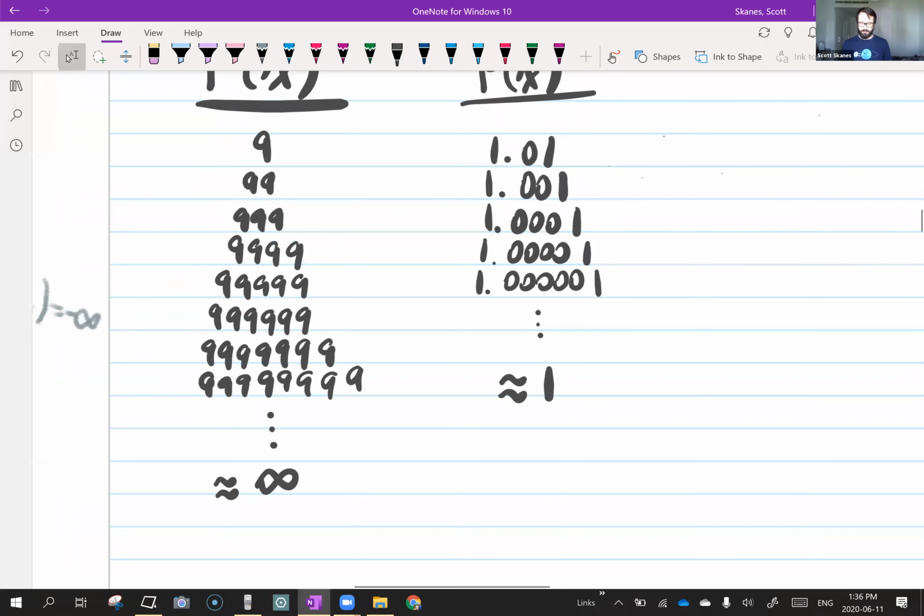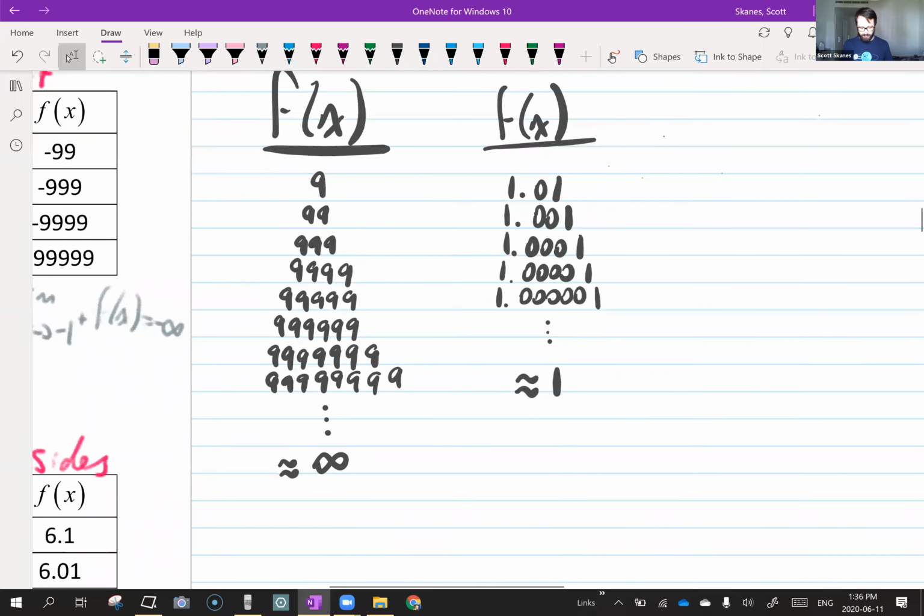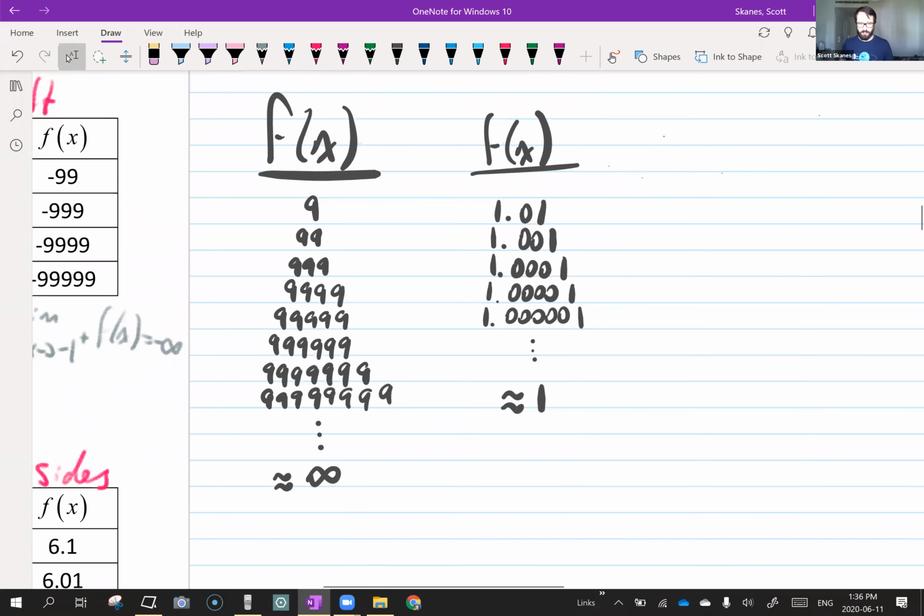Can a decimal be infinite? Once again, it doesn't have anything to do with the decimal. It has everything to do with what number it's trying to get to. Let me show you one more thing, because we're spending way too long.